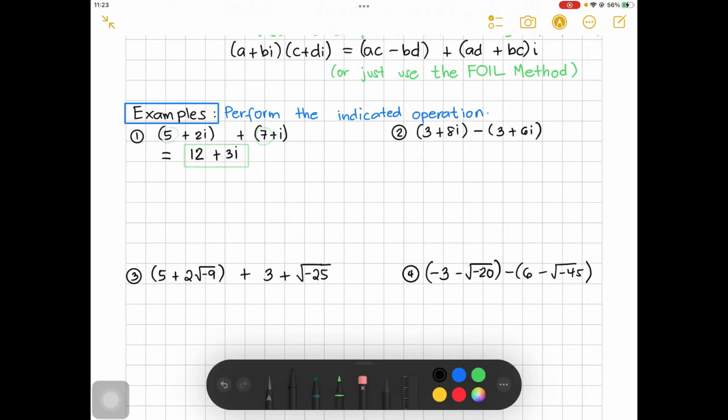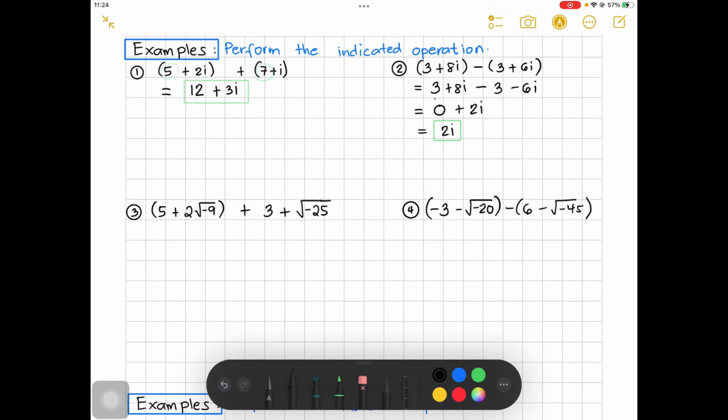Next, number 2, we have here subtraction. 3 plus 8i, we distribute the negative, minus 3 minus 6i. And then we combine similar terms. 3 minus 3, we have 0. 8i minus 6i, we have 2i. So our final answer is 2i.